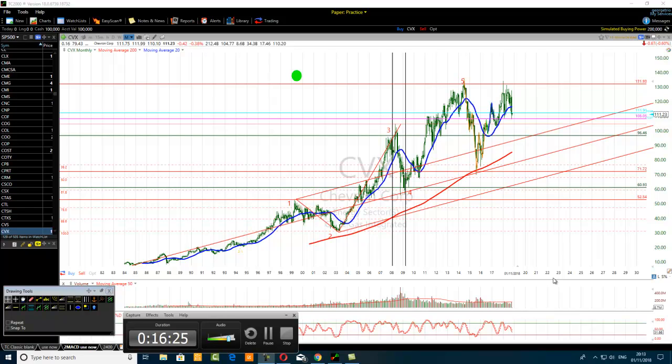Talking about the factors, an example of a deep fourth Elliott wave and what causes it.